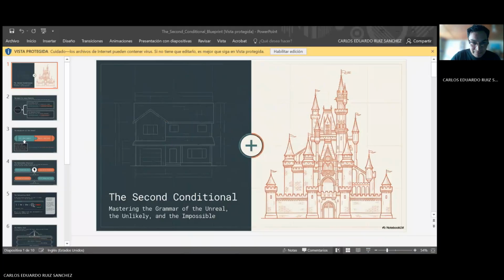If, this is the particle if, I won the lottery. The result: I will buy a big house. I probably won't win the lottery.